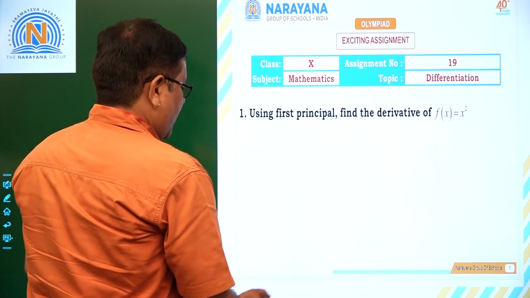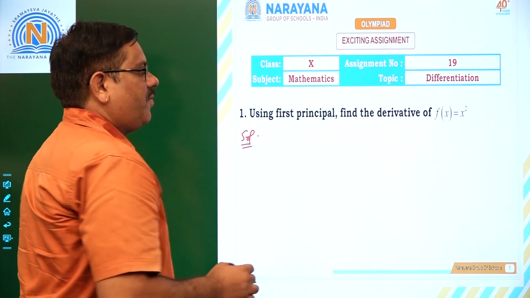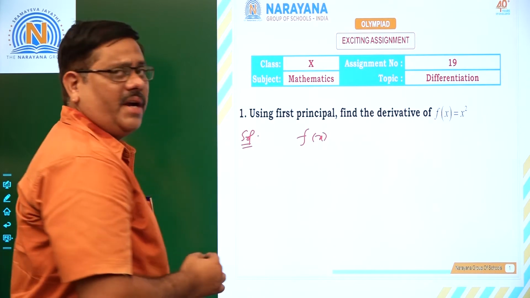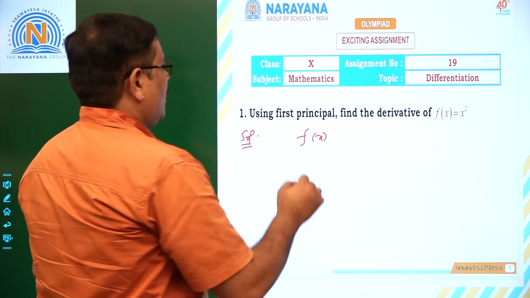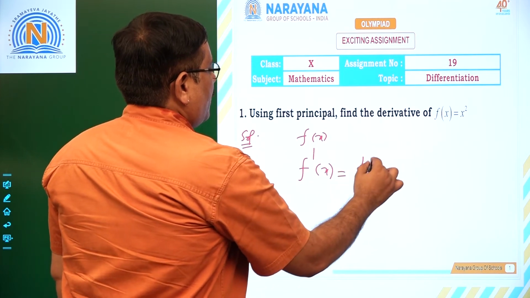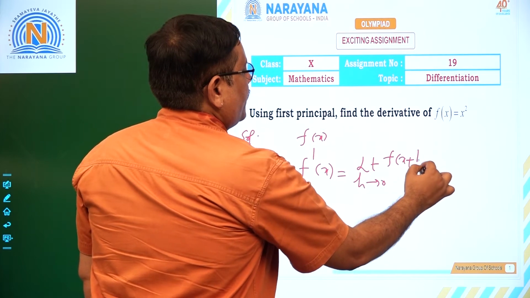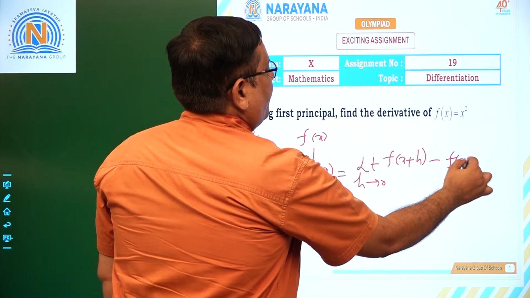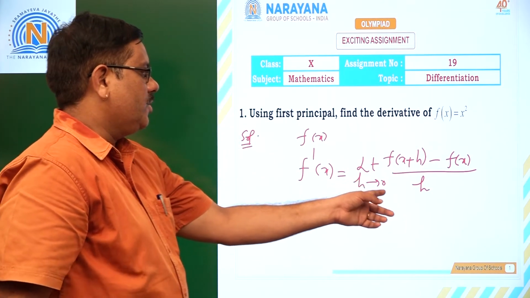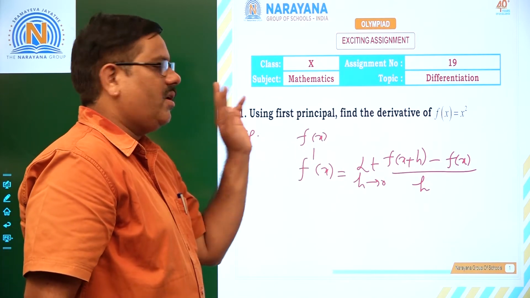First of all, let us understand what is the first principle. To find the derivative of a function f(x), the first principle is given as f dash of x is equal to limit h tends to 0 of f of x plus h minus f of x, by h. This limit is said to be the derivative of function f.